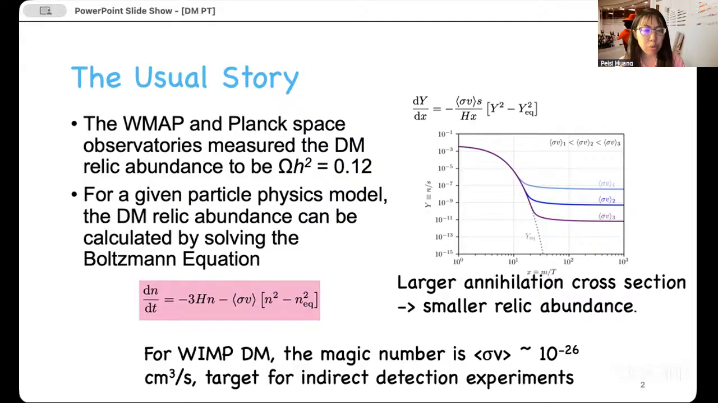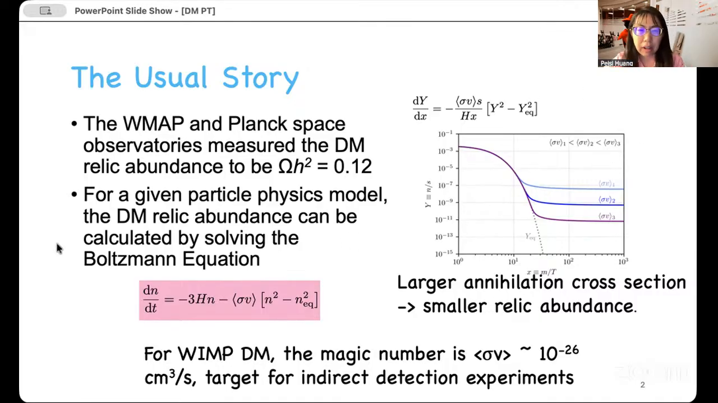And in practice, we often do a change of variables and have the equation in terms of the yield, which is defined as number density divided by entropy, and what we call x, which is defined as m over temperature. So this is the usual thermal freeze-out picture.